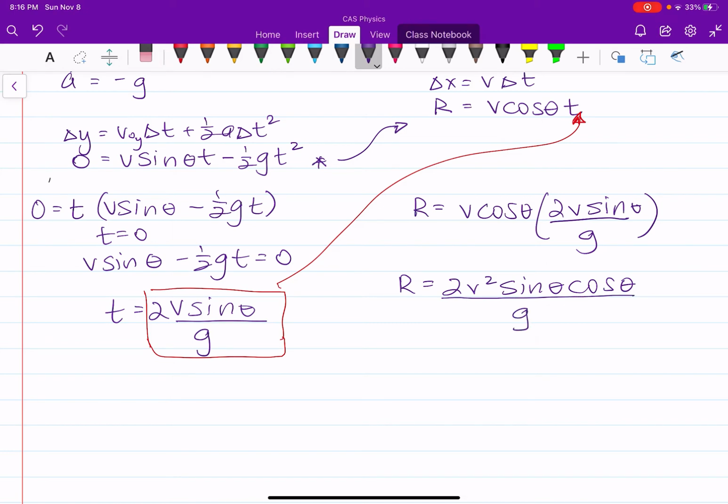And that is my range equation. This equation is pretty interesting. We can actually simplify this one more step. I'm not expecting you to remember this, but I know you learned this before, it's an identity. I loved identities. I'm sure you do too. 2 sine theta cosine theta equals sine 2 theta.